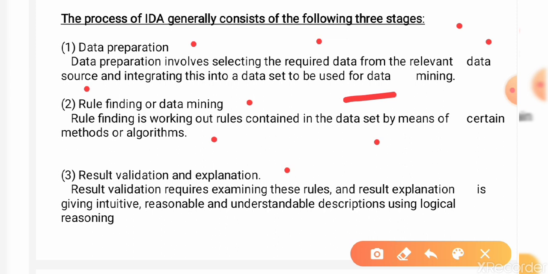Result validation requires examining these rules. Result explanation is giving an intuitive, reasonable, understandable description using logical reasoning from the process of IDA.